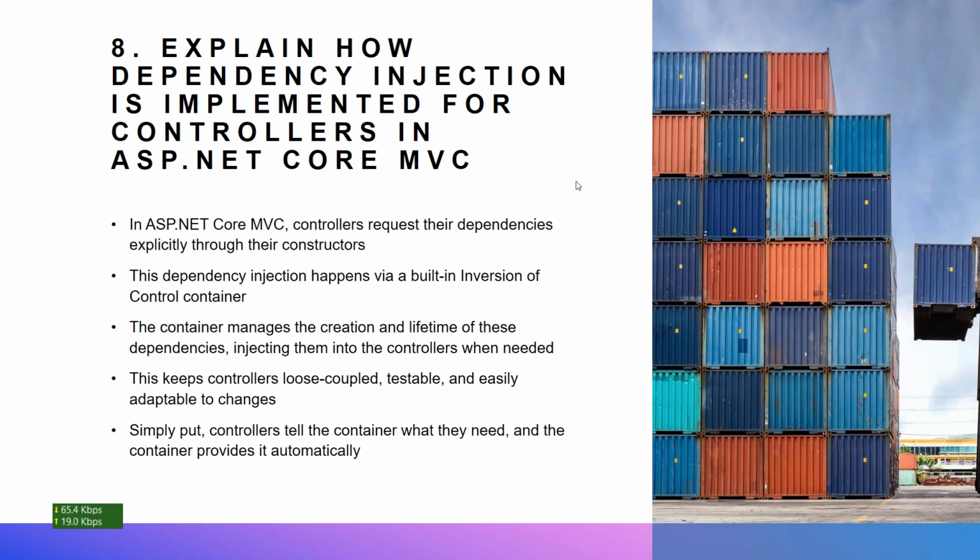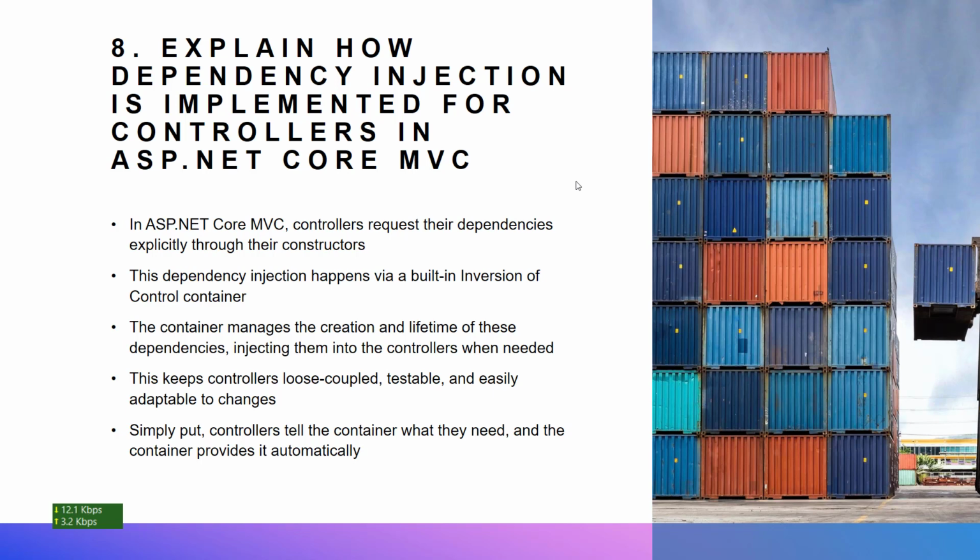Explain how the dependency injection is implemented for the controller in the ASP.NET Core MVC. Already explained. What we have to do is inject the dependencies, whatever dependencies are needed. The container manages the creation and lifetime of these dependencies, and injects them into the controller when needed. So we can inject, and all those dependencies would be available once those are injected.